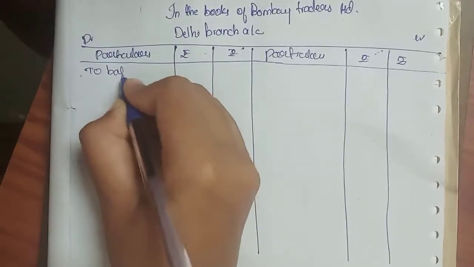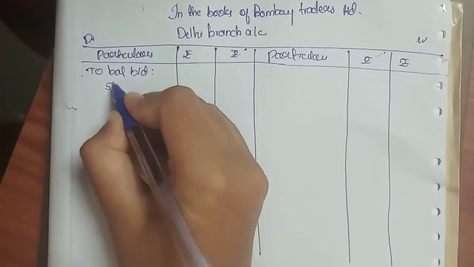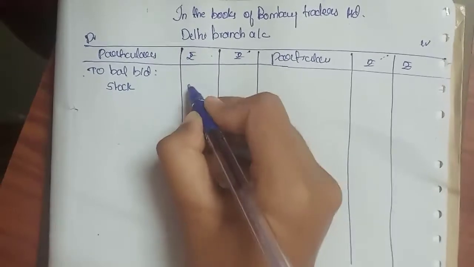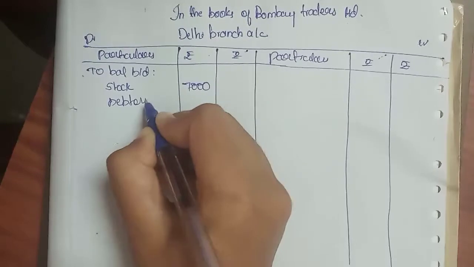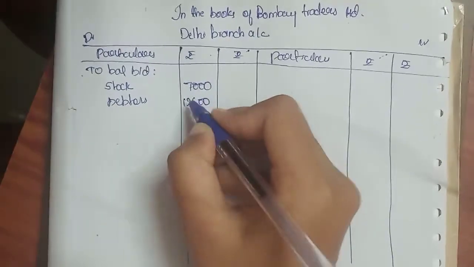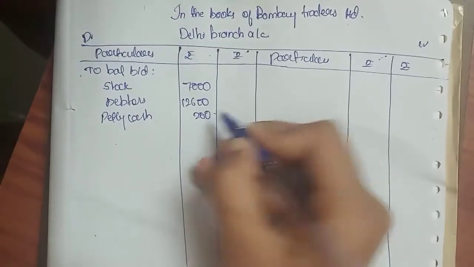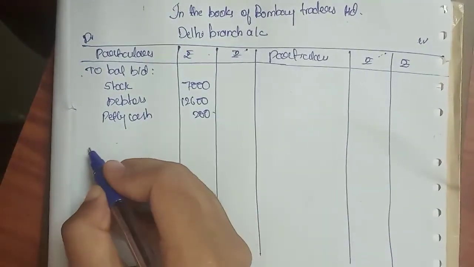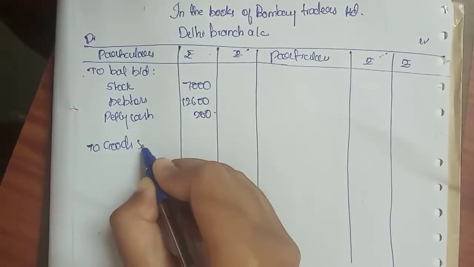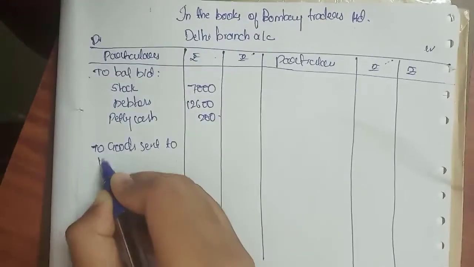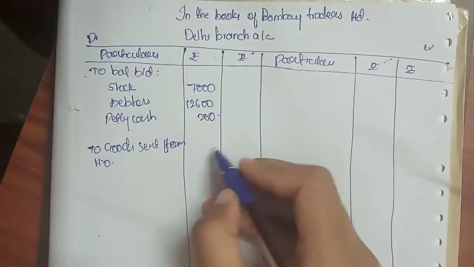To balance brought down: stock is 7,000, debtors is 12,600, petty cash is 200. Now next is goods sent from HO, 26,000.